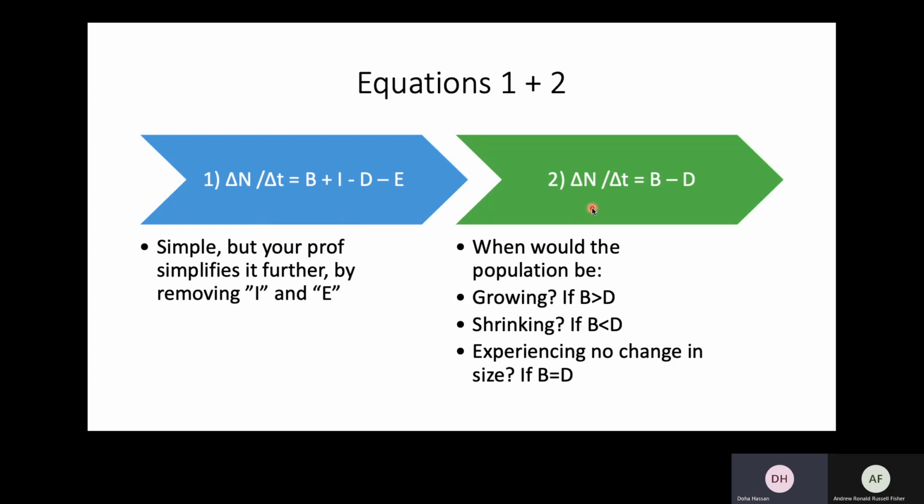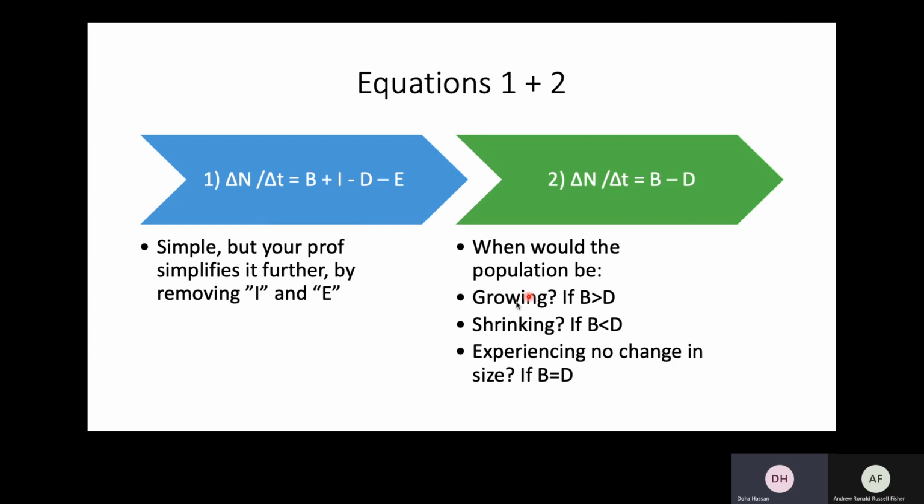Okay, and then delta N over delta T is equal to B minus D. That's the second equation, and it looks really similar to the first one. The only difference is, if you notice, we took out immigration and emigration. The reason those were removed is for further simplification. Like I said before, your prof is making it a bit easier for you by assuming that this population doesn't experience those factors. So this is essentially the same thing, just assuming that this population doesn't have immigration or emigration. It just has births and deaths. So it's a natural population in that sense.